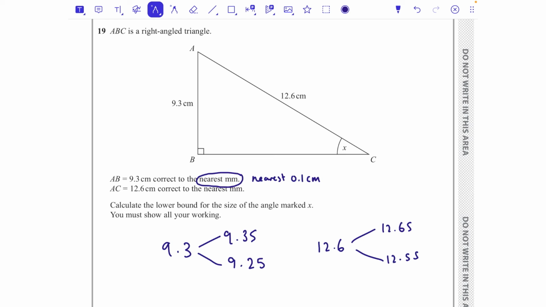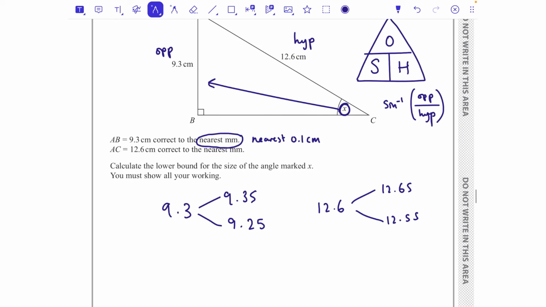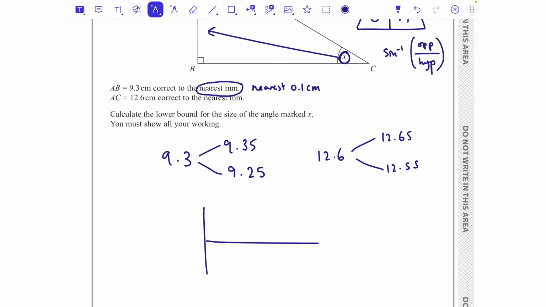Calculate the lower bound for the size of the angle marked X. Now, X here, we're going to have the opposite, and we're going to have the hypotenuse. So that is going to be SO. And in your SO triangle, you're saying sine to the -1, opposite over hypotenuse. So it's going to be 9.3 whatever over that bottom value of the hypotenuse. Now, think about your sine graph. Sine is an S and cos is a cup.